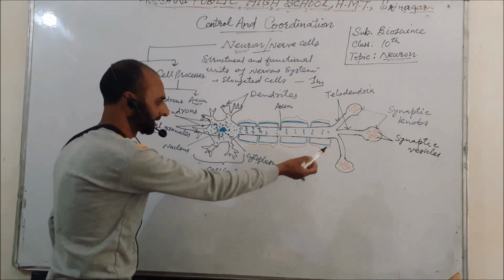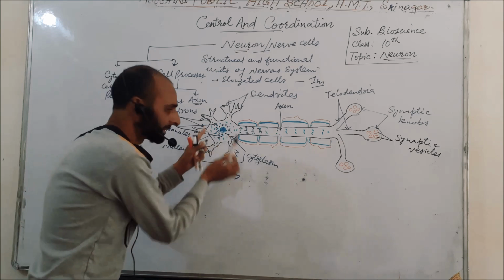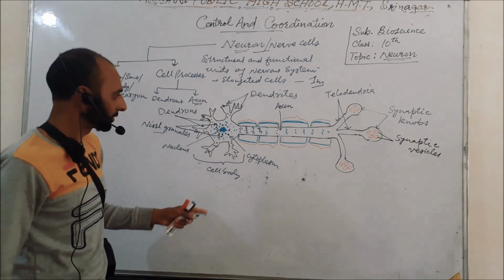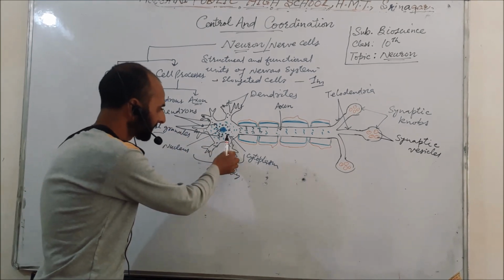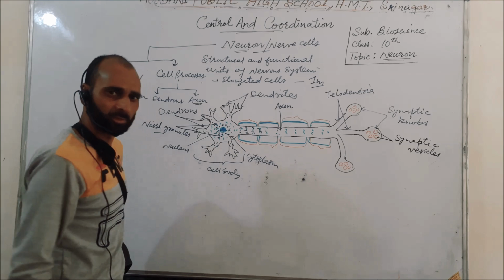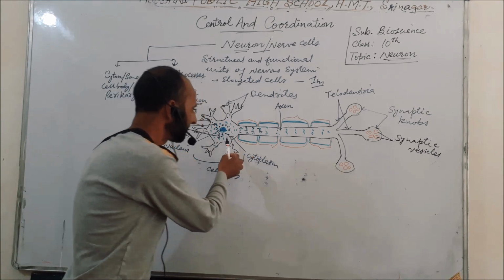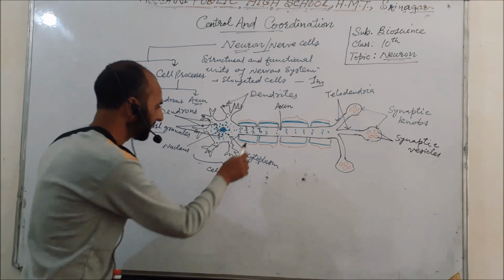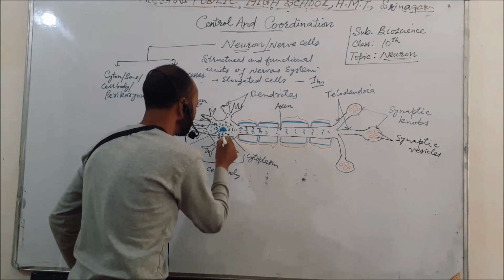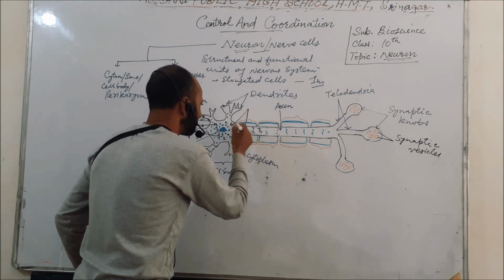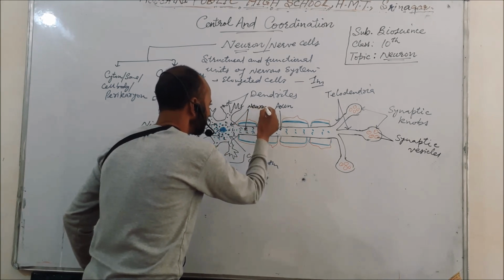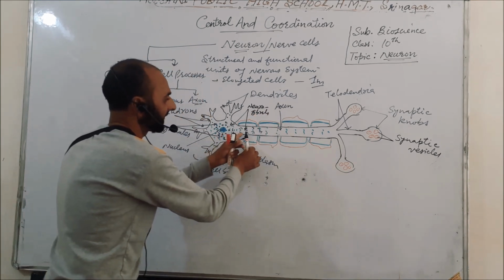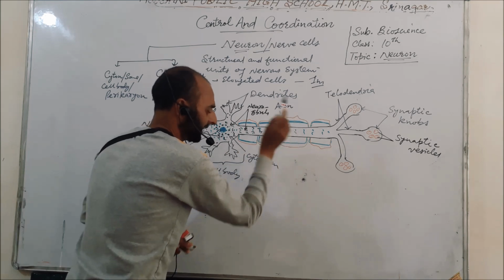Now, I told you just now that the rounded structures which we call Nissl granules are present in the cell body as well as in the dendrons. Okay, and in addition to the Nissl granules there are small fiber-like structures which are called neurofibrils. These are present in the cell body as well as in the axon. Okay.